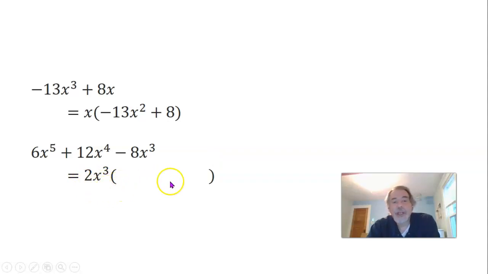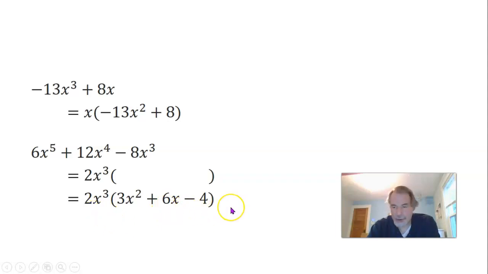So that's what goes outside the parentheses, and then inside we have whatever we have to multiply that by to get this. 2x to the 3rd times what gives you 6x to the 5th. Plus 2x to the 3rd times what gives you 12x to the 4th. And then 2x to the 3rd times what gives you minus 8x to the 3rd. Well, all of those whats turn out to be 2x to the 3rd times 3x squared plus 6x minus 4. So that is the correct factoring there.